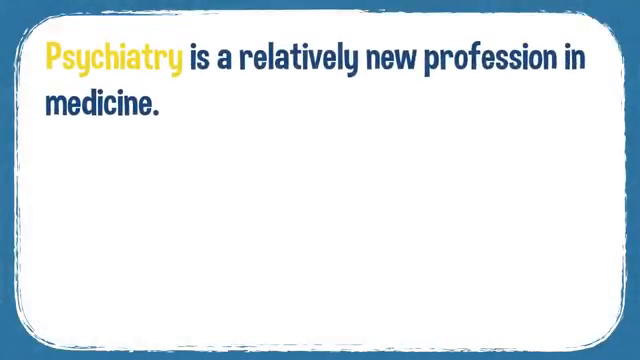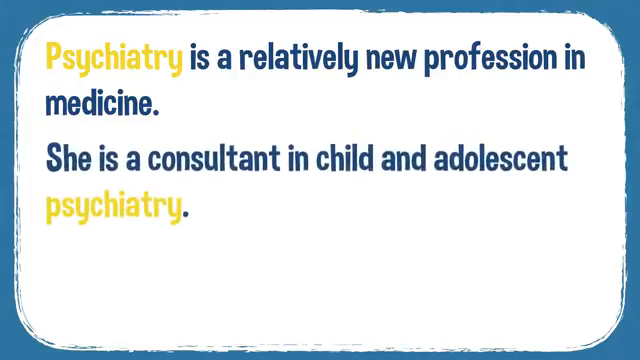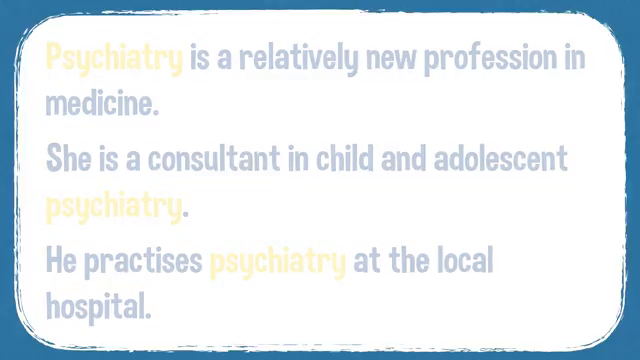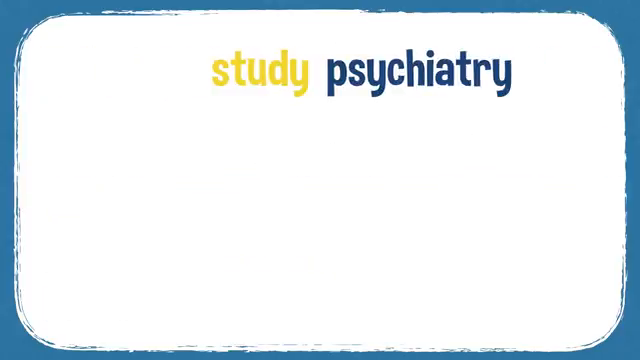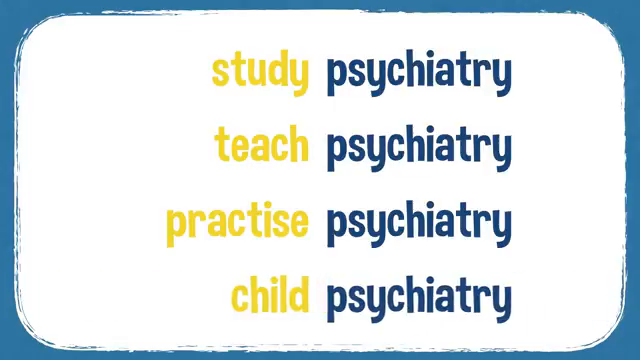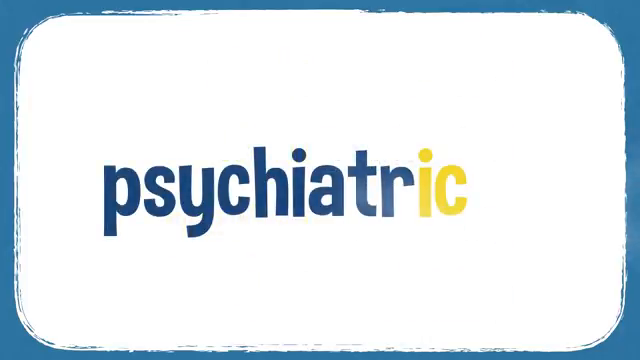So psychiatry is a relatively new profession in medicine. She is a consultant in child and adolescent psychiatry. He practices psychiatry at the local hospital. So you can study psychiatry, teach psychiatry, practice psychiatry. And one field of psychiatry is child psychiatry. An adjective for psychiatry is psychiatric. So you often have a psychiatric department in a hospital. And the doctor that carries out psychiatry is a psychiatrist. Here's your next word.